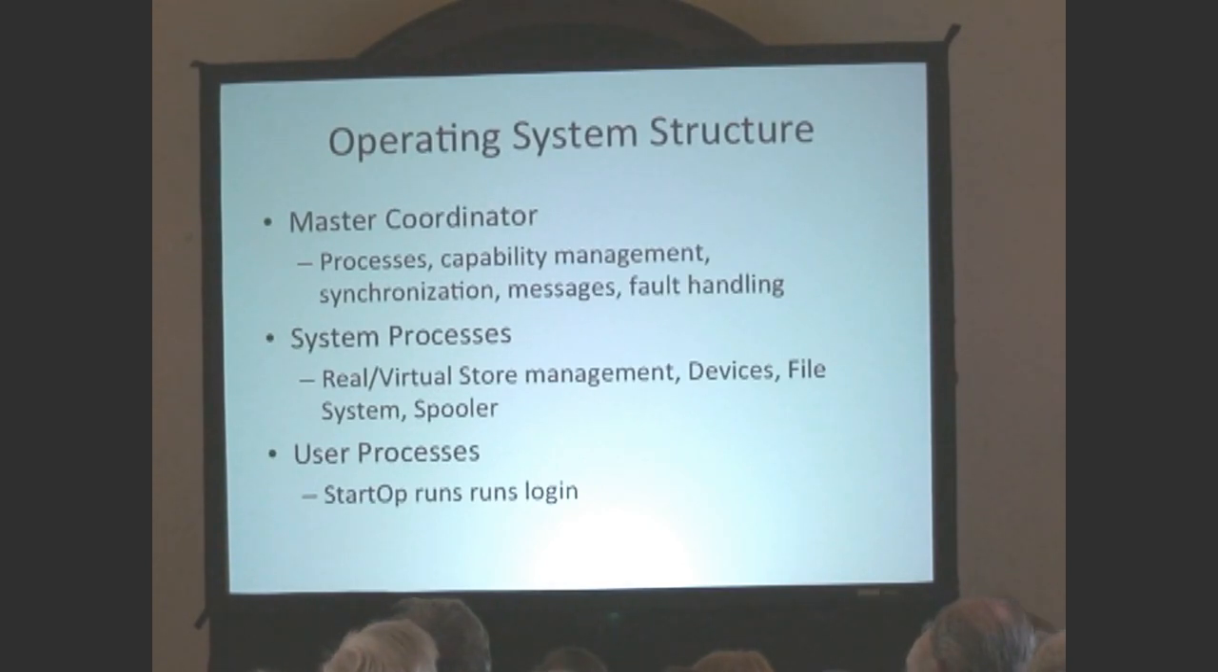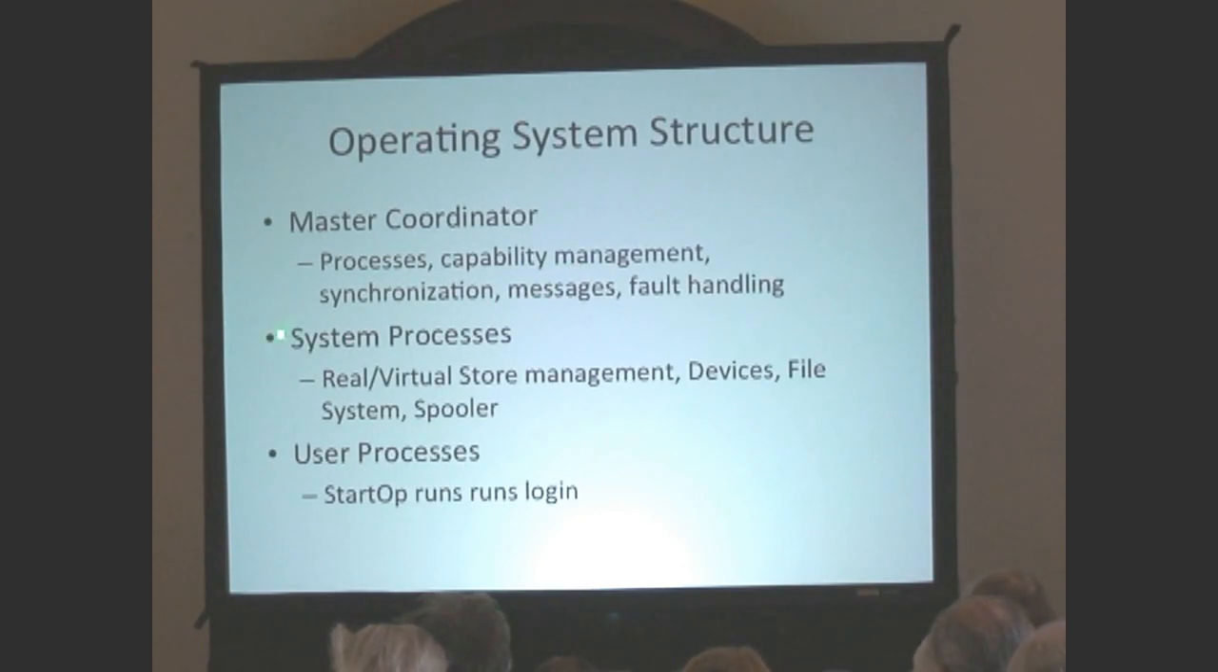The operating system was fairly straightforward in structure and achieved its goals in getting the separation of privilege. There was a master coordinator at the top level that knew about processes, knew about capability management for its sub-processes, knew about inter-process synchronization, handling messages, and trapping faults coming up from junior processes if they had a memory violation or an access control violation.